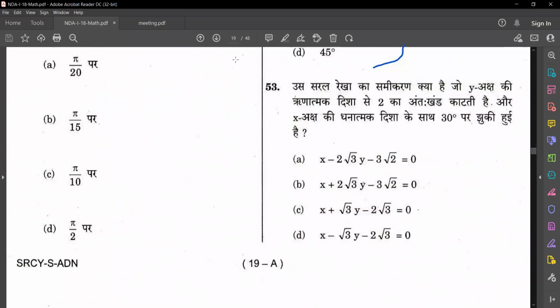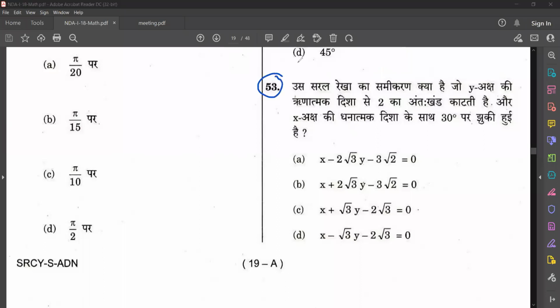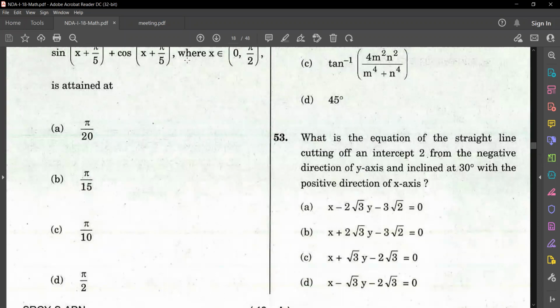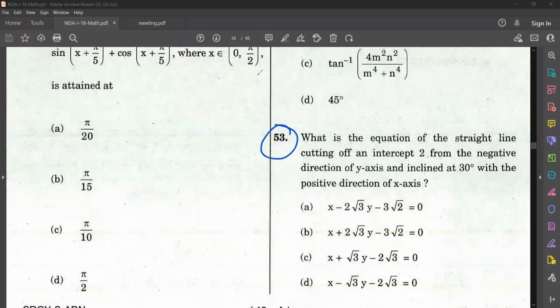See question number 53. What is the equation of the straight line cutting off an intercept 2 from the negative direction of the y-axis and inclined at 30° with the positive direction of the x-axis?